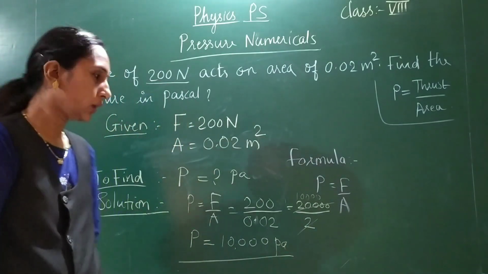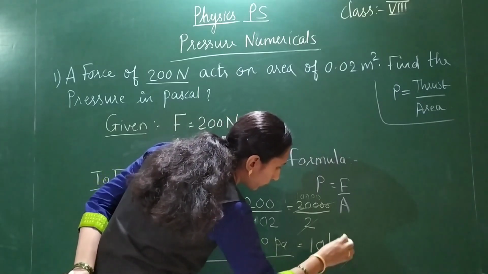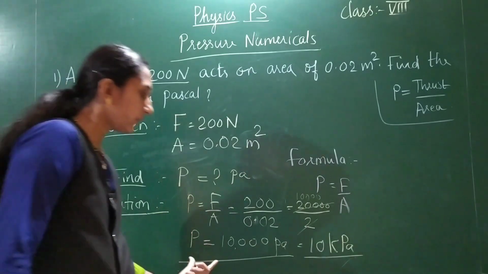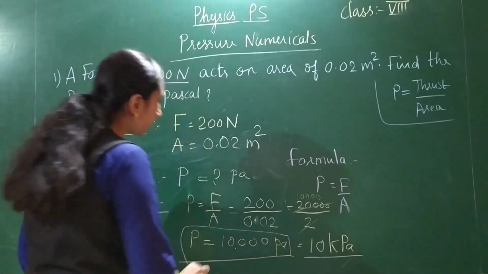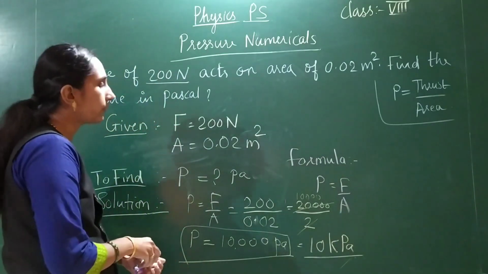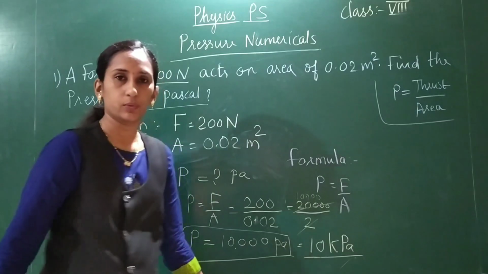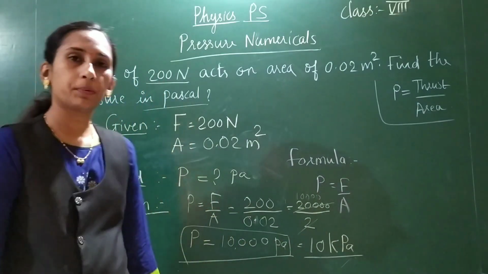10,000 Pascal, or you can also convert it into 10 kilo Pascal. Actually you should write only 10,000 Pascal, because here they have asked to find it in Pascal. So this is how you can solve the numericals on pressure.